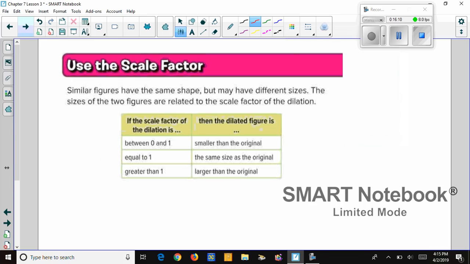Another thing we could do is to use the scale factor. Similar figures have the same shape, but may have different sizes. The sizes of two figures are related to the scale factor of the dilation. And we have this chart. It says if the scale factor of the dilation is between 0 and 1, then the dilated figure is smaller than the original. And we've seen that before. One way we have seen it is to say the following: 0 is less than k is less than 1. K being our scale factor.